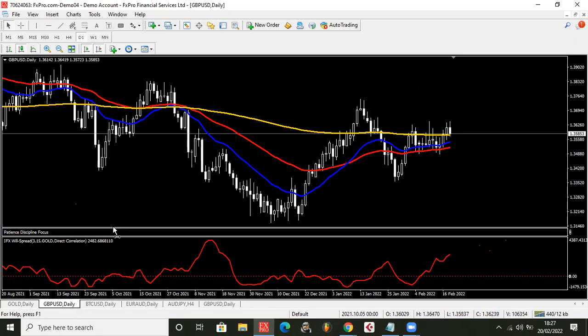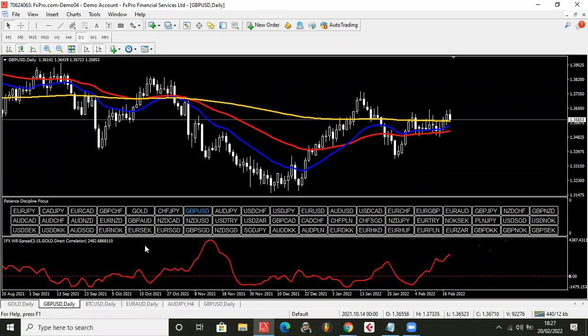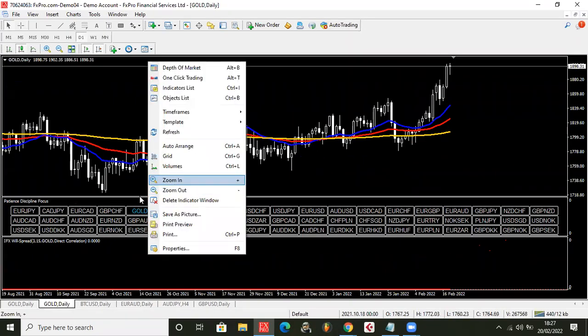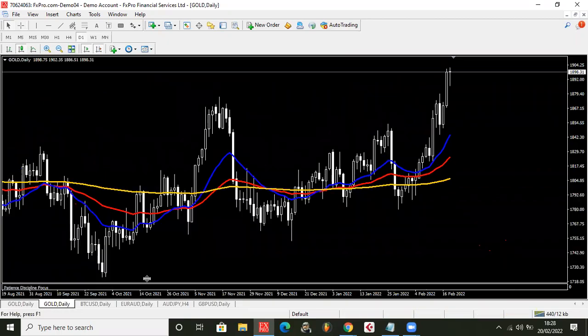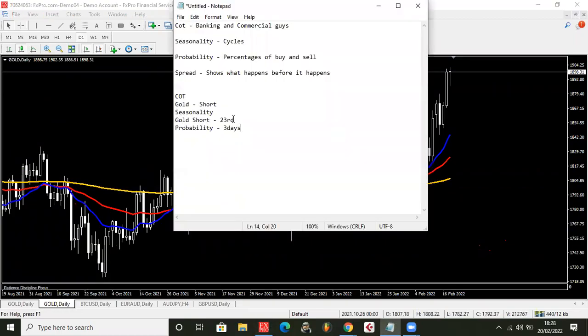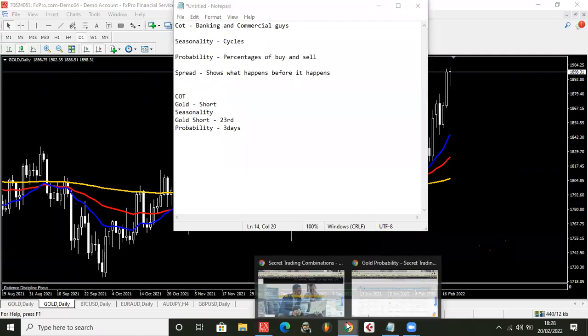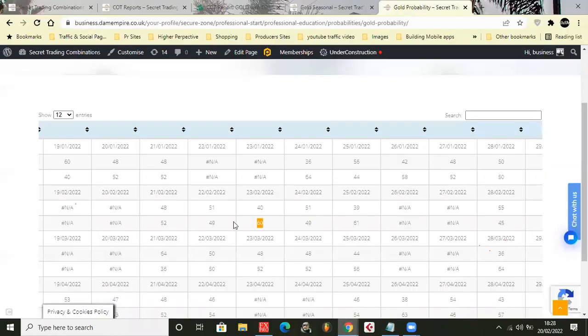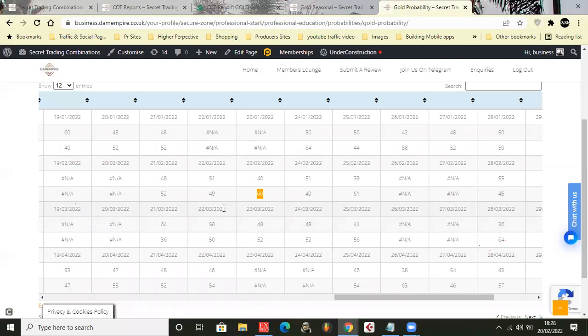So let me pull gold back, and I'm going to delete this. Currently with the gold trade, we have seasonality going in our direction, we have COT going in our direction, but probability does not give us the 3 days that we want. So this automatically falls under the category of high risk trade. But because you know price action and you know how to maneuver the market, you can turn this high risk trade to a medium risk trade.